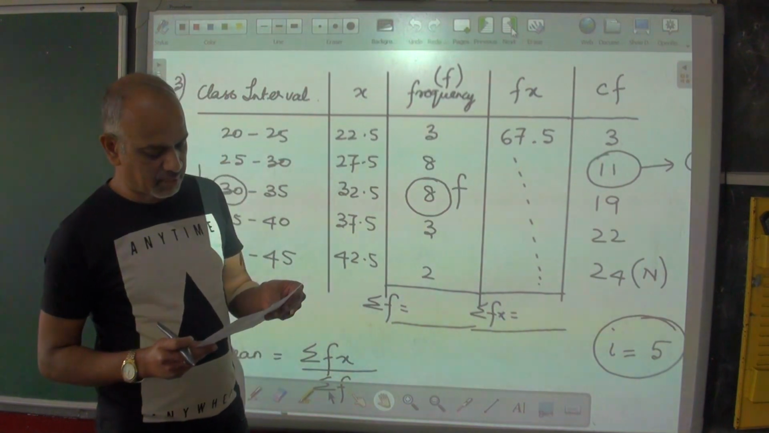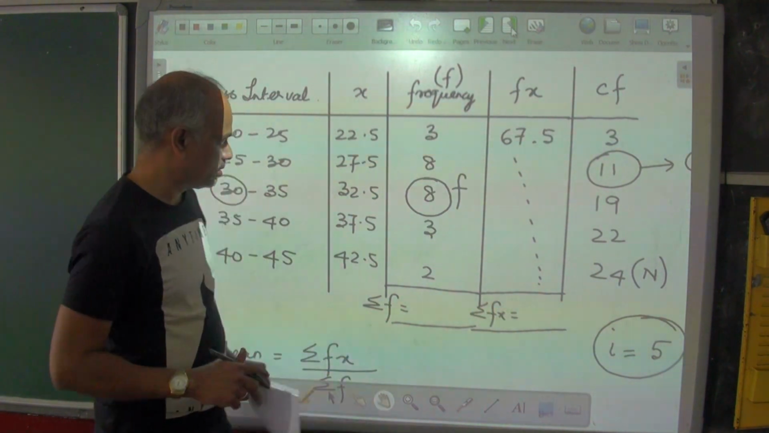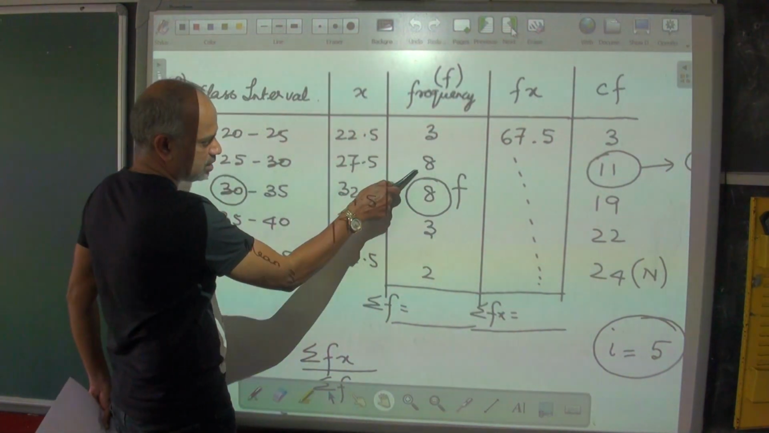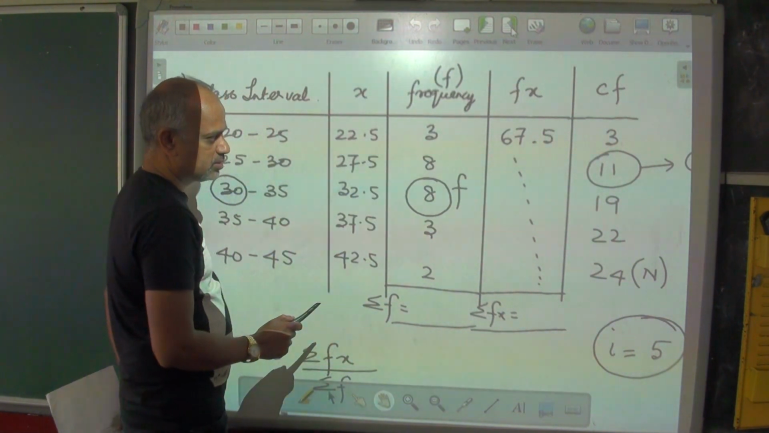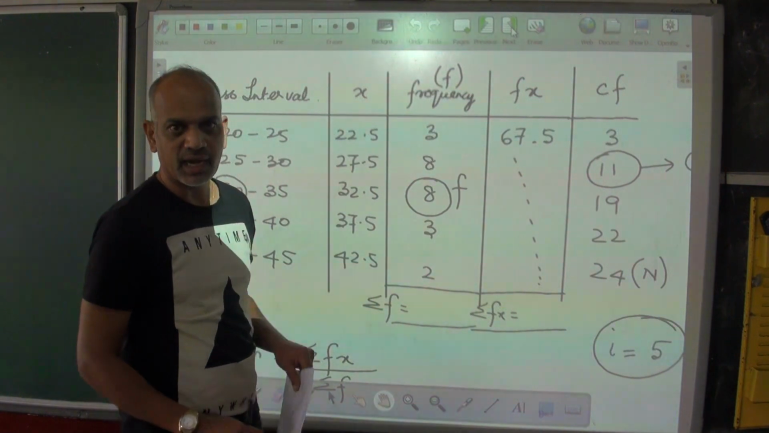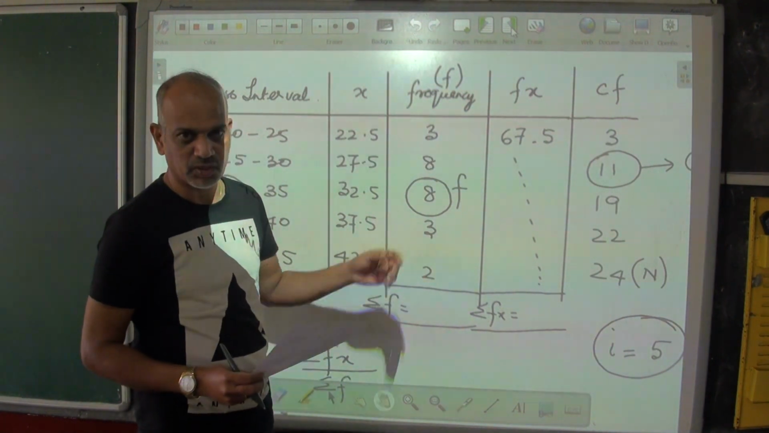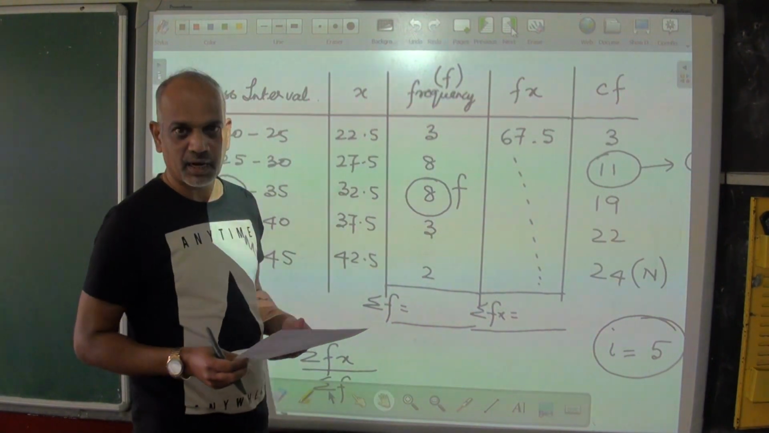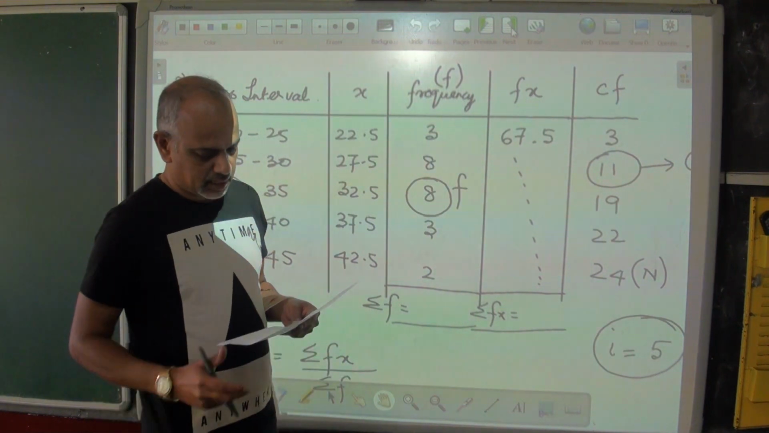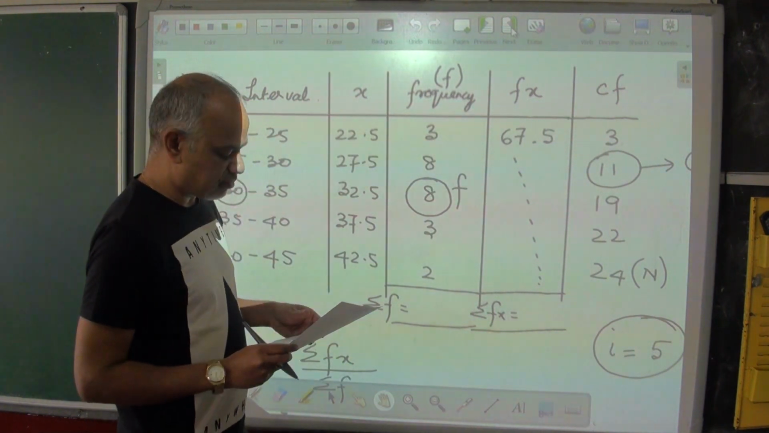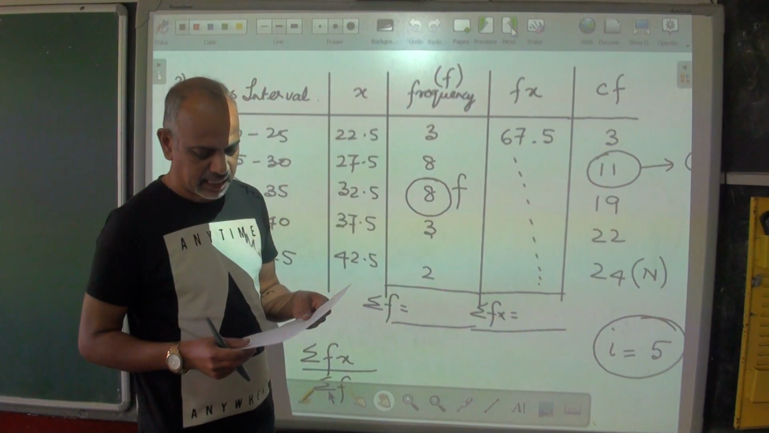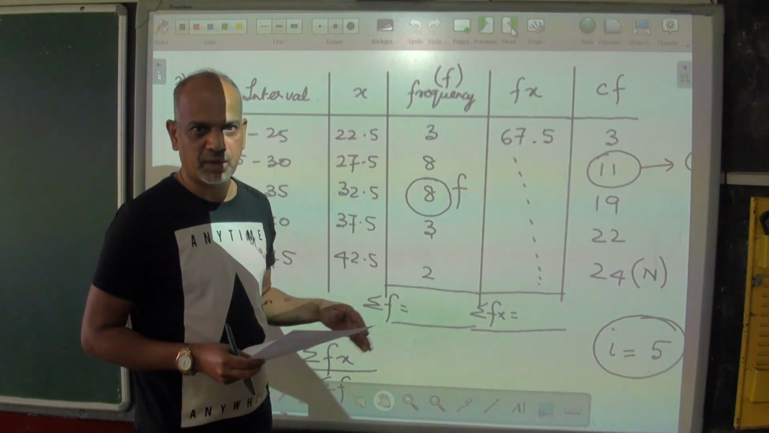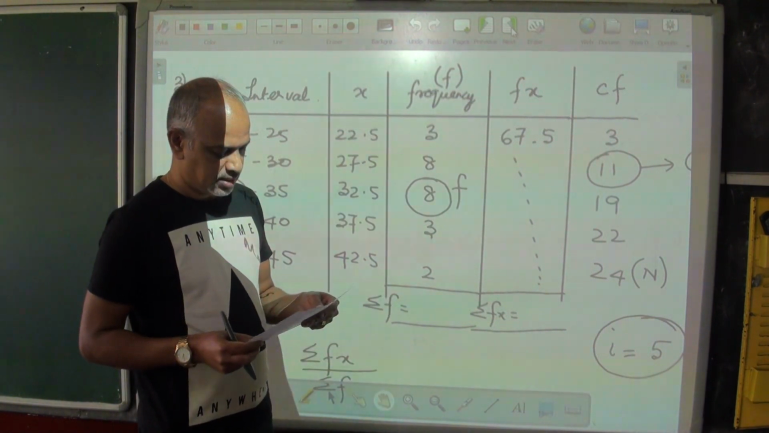Since the frequencies given above are bimodal, look at this. Both these values are same. So using a graph you are not going to get the mode by drawing a histogram. So this has to be done by calculation. So use the empirical formula for mode. Mode is given as 3 times median minus 2 times mean. We will come to that last.